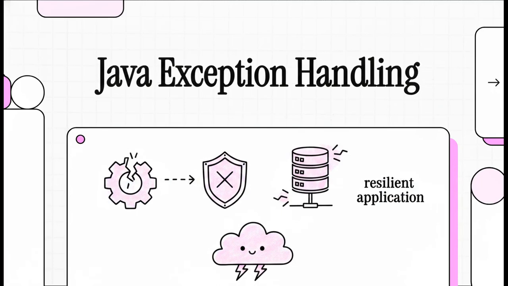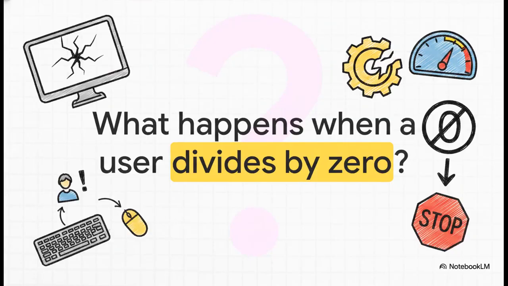Welcome to this explainer. Today we're diving into a highly compact, scannable summary of Chapter 5, Java Exception Handling. We're going to unpack exactly how resilient applications manage to handle unexpected, real-world errors without just, well, completely crashing. I mean, we've all been there, right? That universal frustration of a sudden program crash.